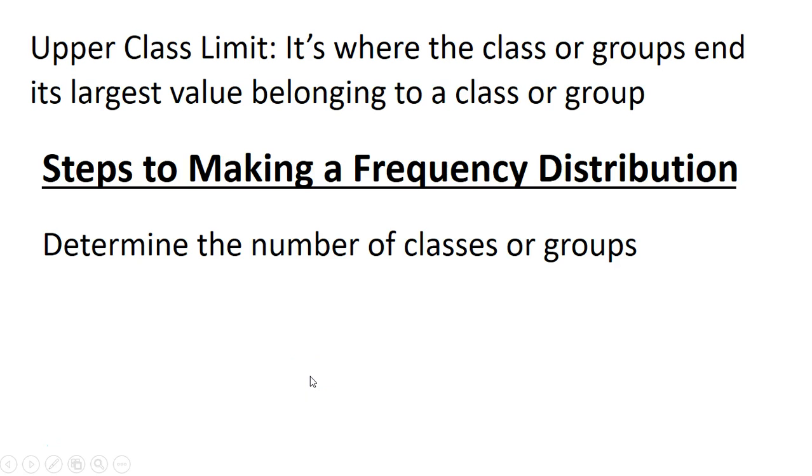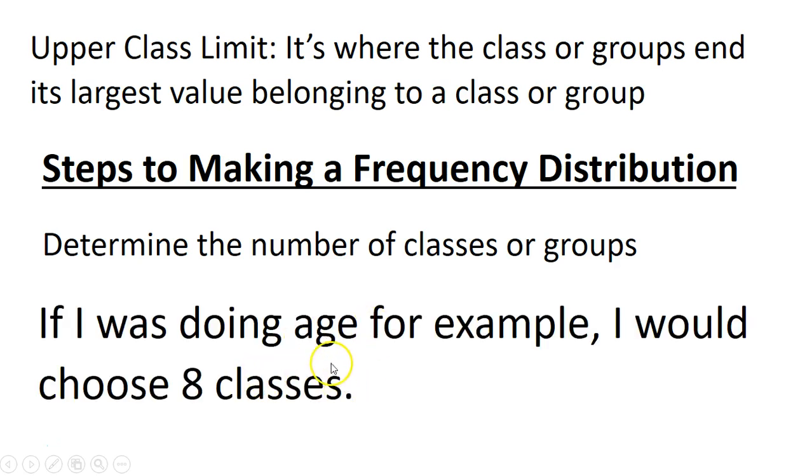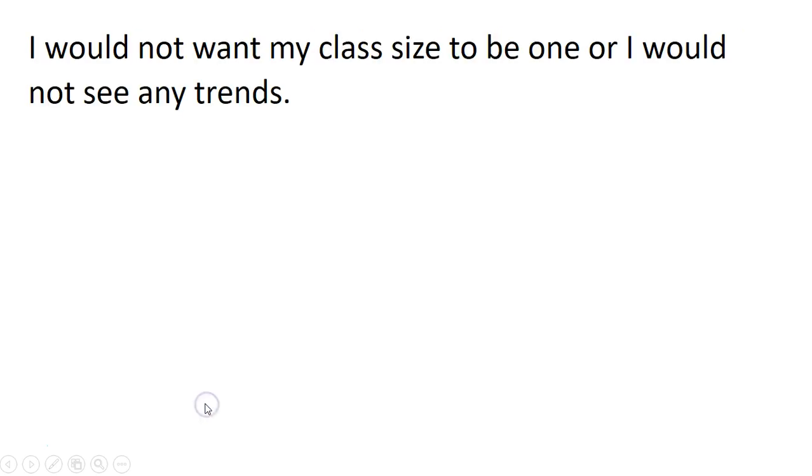In the prior example, I had hair color and I chose 3 classes or groups. If I was doing age, for example, I would choose 8 classes personally. Okay? And the reason why is I would not want my class size to be 1, or I would not see any kind of trends, right? If I used ages of everyone, 0 through 100, we'll just say, that would be 100 different classes, or even more, 0 through 99, technically, would be 100 different classes. So what kind of trends would I end up seeing?